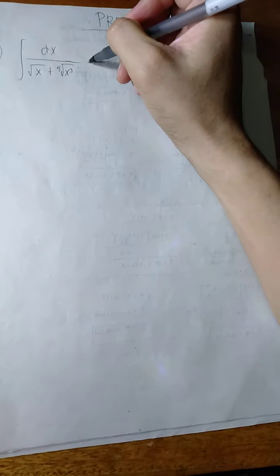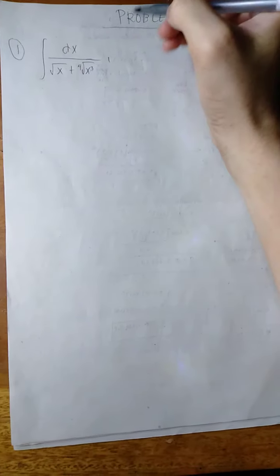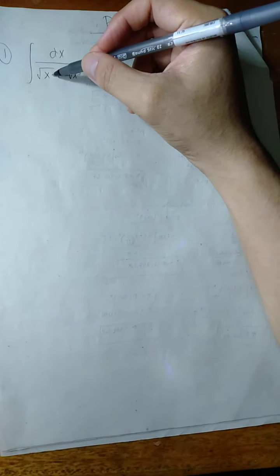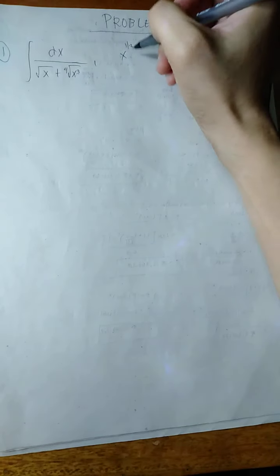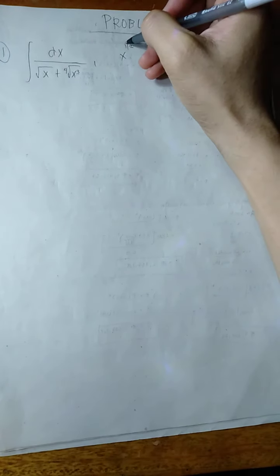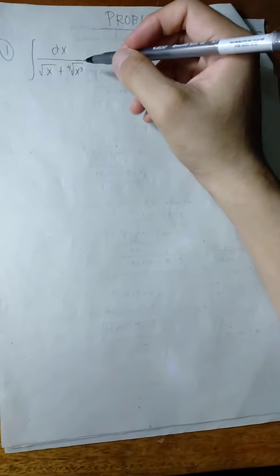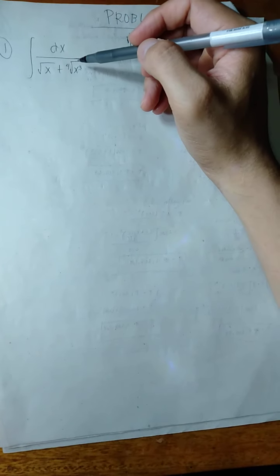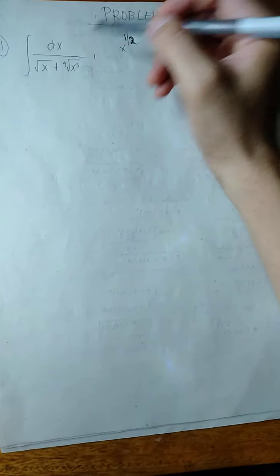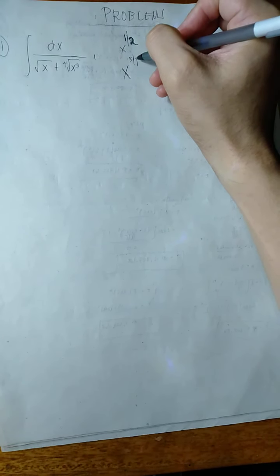Okay. So first, let's identify the exponents. What are the irrational exponents? First, the square root of x. You can write it as x to the 1 half. Then the irrational exponent of the other x, what is it? 3 over 4.